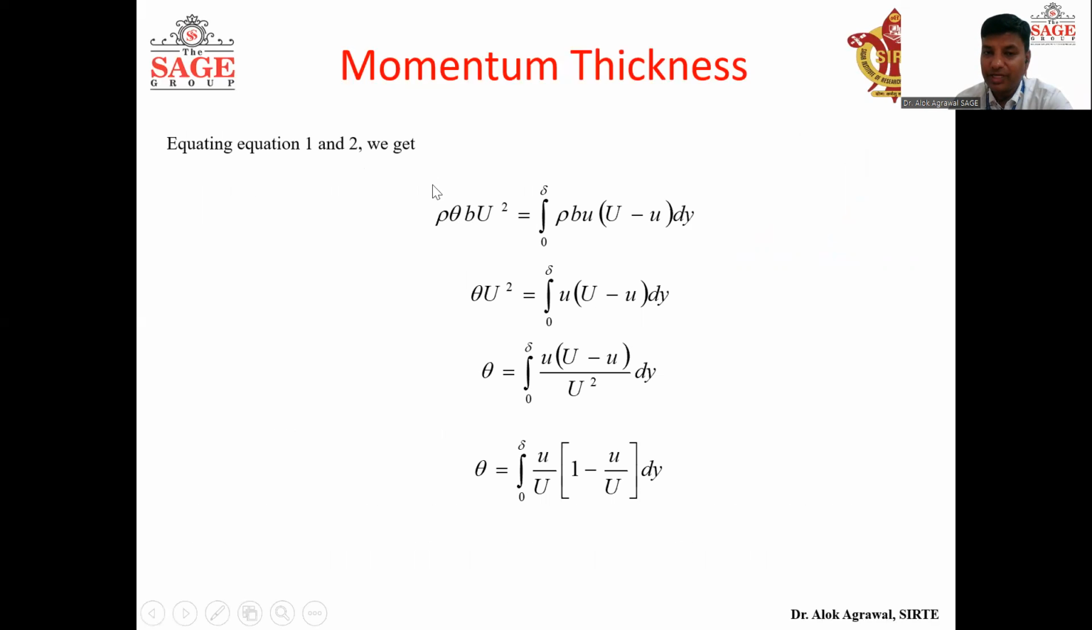What we'll get is equation 2 on the left-hand side and equation 1 on the right-hand side. Putting theta on the left-hand side and moving the rest to the right-hand side, we can reduce our equation to theta equals integral from 0 to delta of u by U into (1 minus u by U) dy. So this is the formula for momentum thickness.